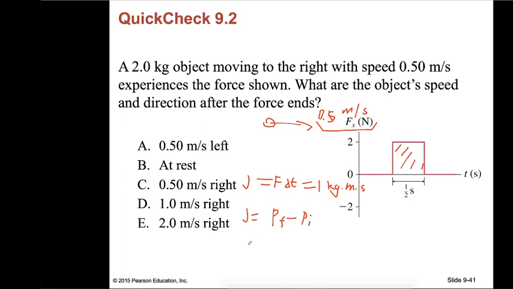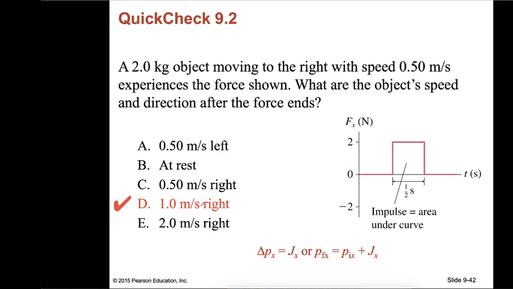So J equals M V final subtracted by M V initial, because M V final is P final, and M V initial is P initial. J is calculated here, 1 kilogram meters per second. So you know M is 2, you know V initial is 0.5. Can you calculate V final? Yes, so you can calculate it. So the answer is 1.